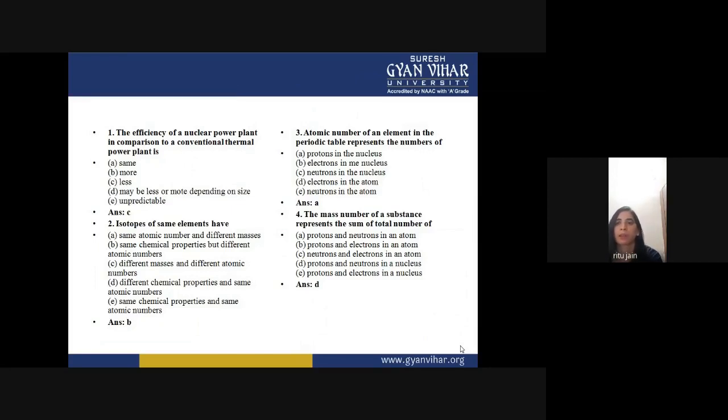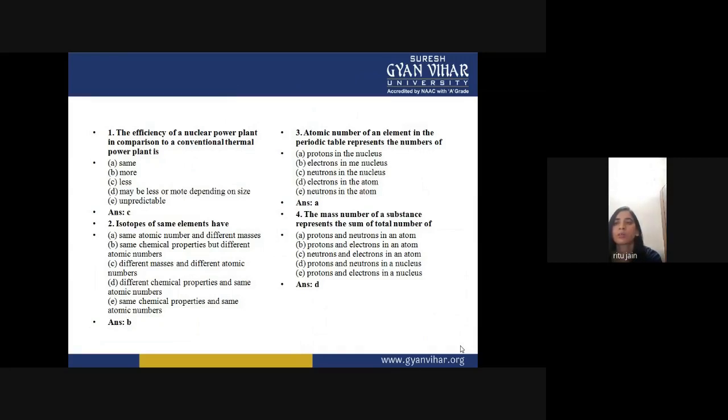The second question is: isotopes of the same element have the same atomic number and different masses, same chemical properties but different atomic numbers. You have seen that we were using uranium 235 and 238, which have the same chemical properties, but different atomic numbers. So the answer for this question is B.